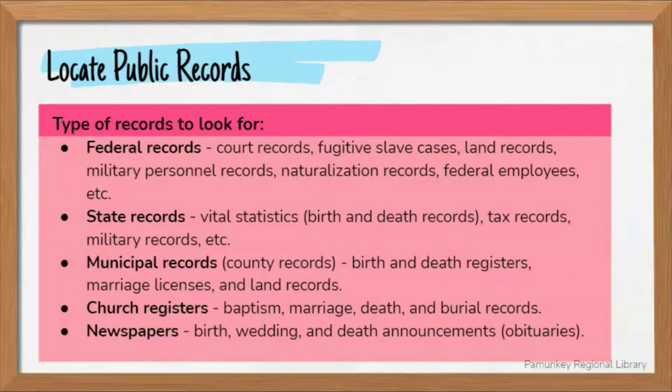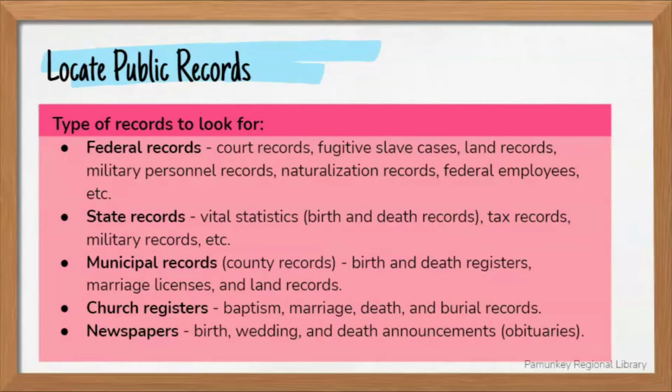For federal records, you'll be able to find court records, fugitive slave cases, which could be very helpful for African American heritage research, land records, military personnel records, naturalization records, again very helpful if your family emigrated to the United States, and then federal employees records, etc. State records: vital statistics, which are birth and death records, tax records, military records, etc. Municipal records, like county records, birth and death registers, marriage licenses, land records, also sometimes tax information. And then also church registers.